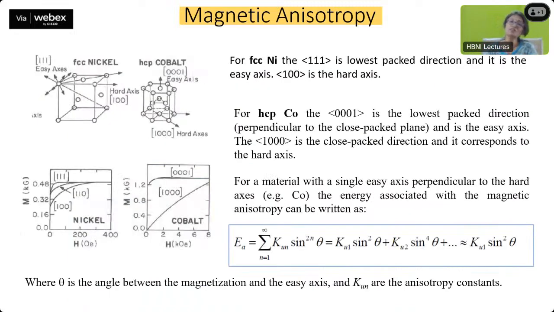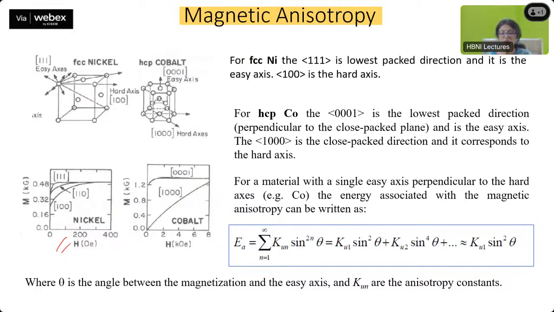Now you come to face-centered cubic nickel. In this case, the 1-1-1 is the closest-packed direction, and it becomes the easy axis, whereas 1-0-0 is the hard axis. This is how the magnetization versus H curve looks for nickel. Along the 1-1-1 easy axis, you reach the saturation magnetization at a much lower H value. Whereas along the hard axis, which is 1-0-0, you require a much higher external magnetic field to reach the saturation magnetization.